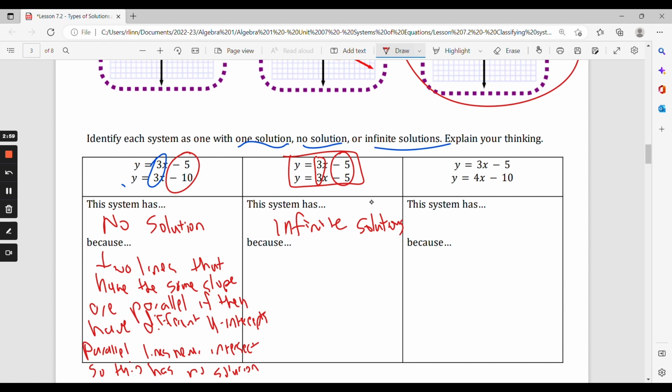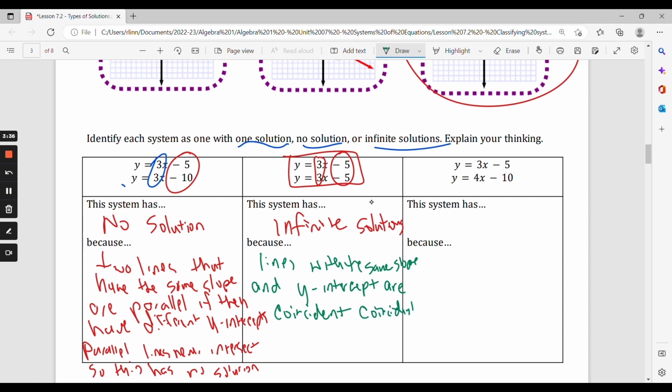Now, this one has infinite solutions because lines with the same slope and y-intercept are coincident. Coincident lines share all points.